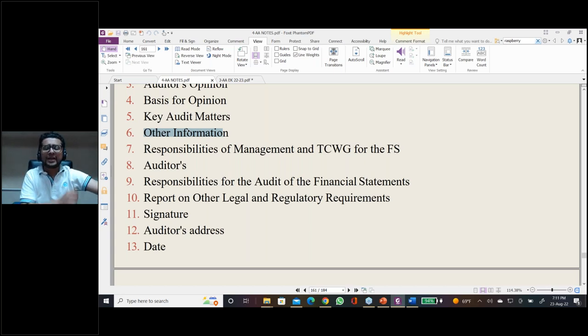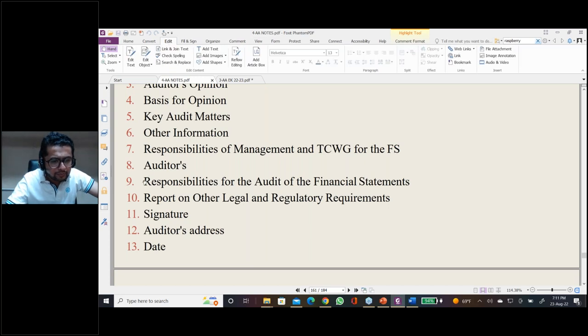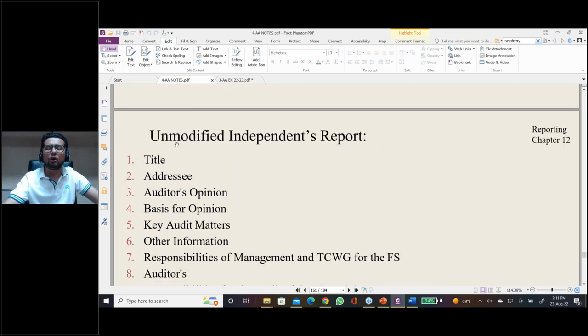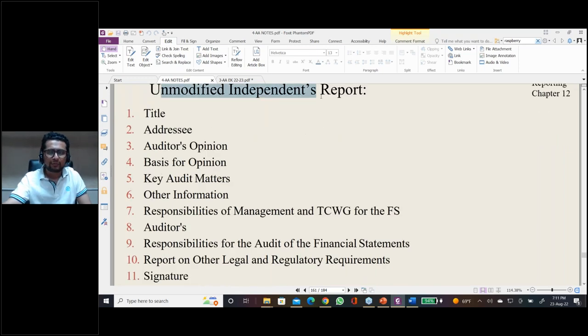Then the responsibilities of the management and those charged with governance for the preparation of financial statements. And then the auditor's responsibilities for the audit of financial statements. So that's number eight. Basically, there's a typo error. Then we need to report on other legal and regulatory requirements, if there are any. Then the signature of the engagement partner along with the name, and then the audit firm's address and the date. This is it. This is what we call an unmodified audit report, and there are no further types of it.